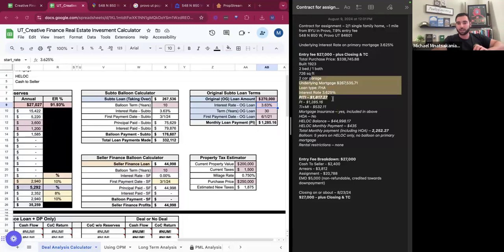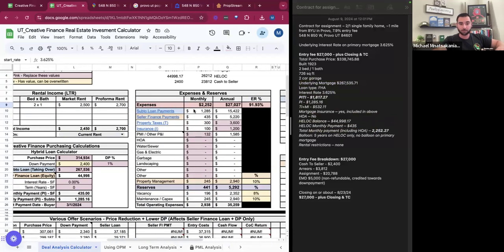Okay, we've gone through the debt info, mortgage insurance included, no HOA, that's great. The HELOC balance, the HELOC payment, total monthly payment, so that's going to include, see this 2525.27, it's going to be all these payments. The sub-2 loan, seller finance loan, or the HELOC, right? We're going to just change this to say HELOC for this example.